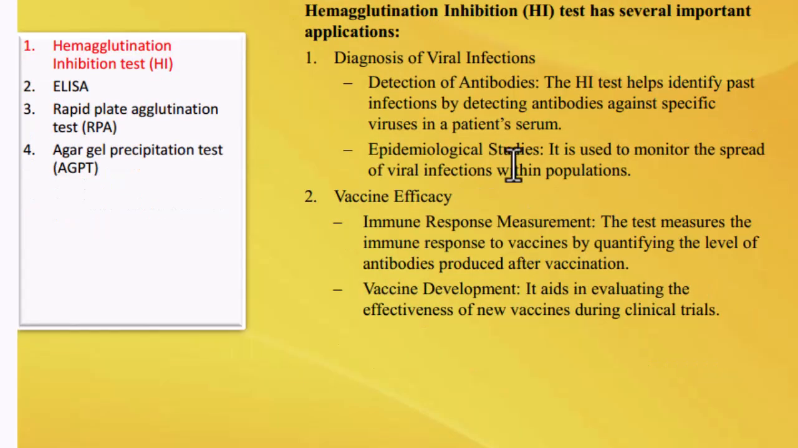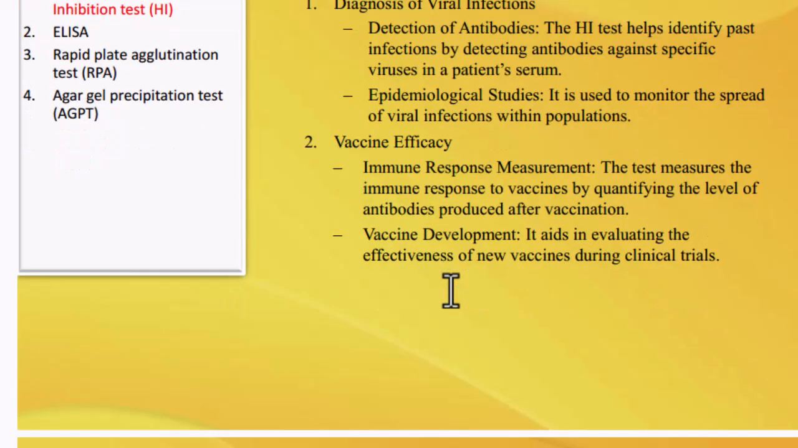Vaccine efficacy, and this is the important point in our discussion, how we can measure the vaccine efficacy by measuring the immune response. Immune response measurement. The test measures the immune response to vaccine by quantifying the level of antibodies produced after vaccination. Vaccine development, it aids in evaluating the effectiveness of new vaccines during a clinical trial.